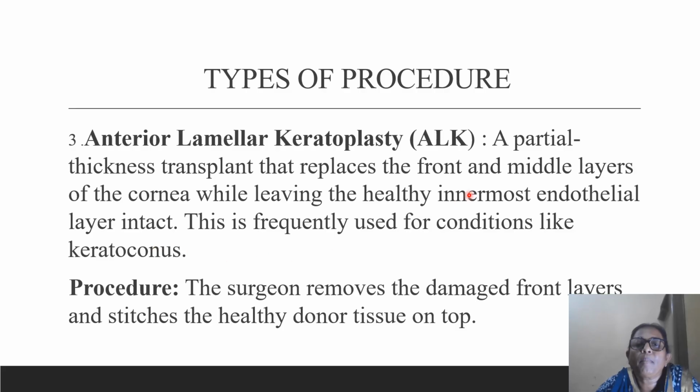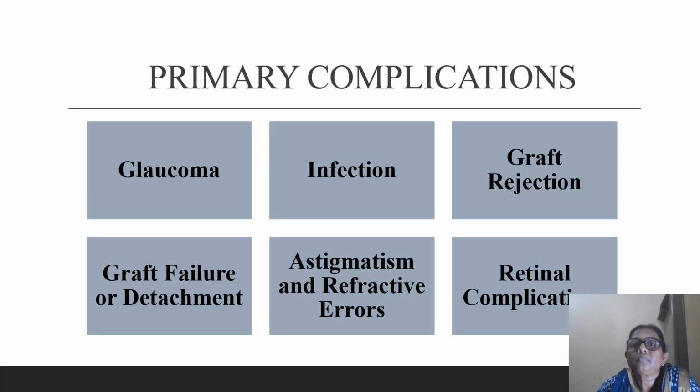Then anterior lamellar keratoplasty, or ALK, is a partial thickness transplant that replaces the front and middle layers of the cornea while leaving the healthy innermost endothelial layer intact. This is usually done in conditions like keratoconus. The surgeon removes the damaged front layers and stitches the healthy donor tissue on top.